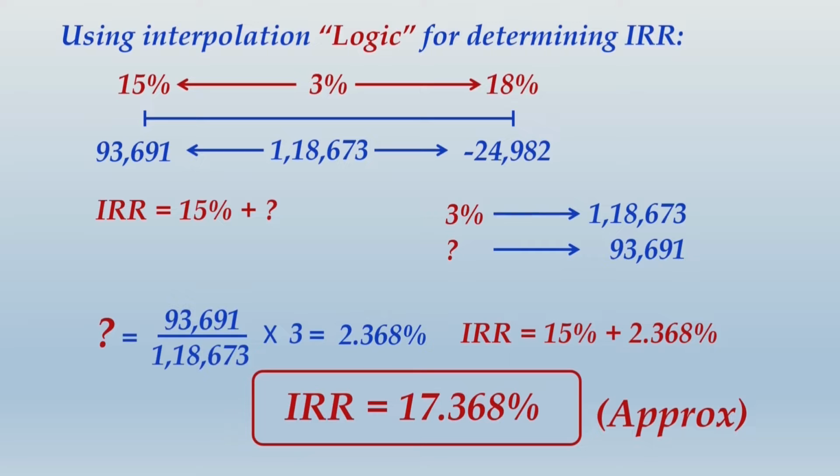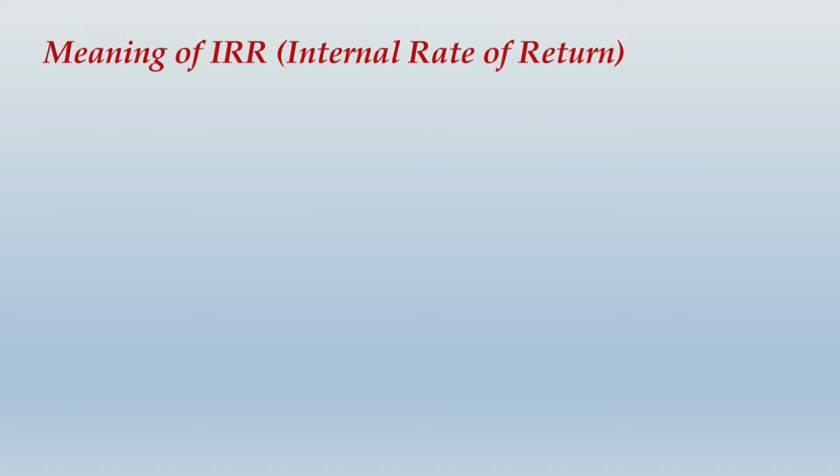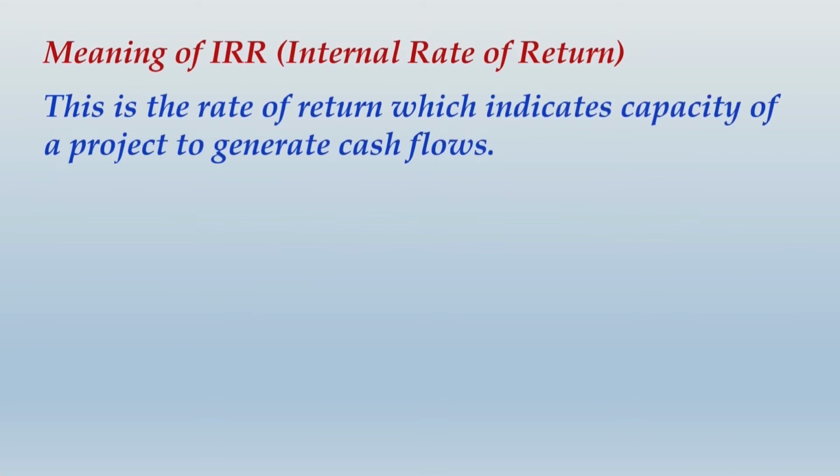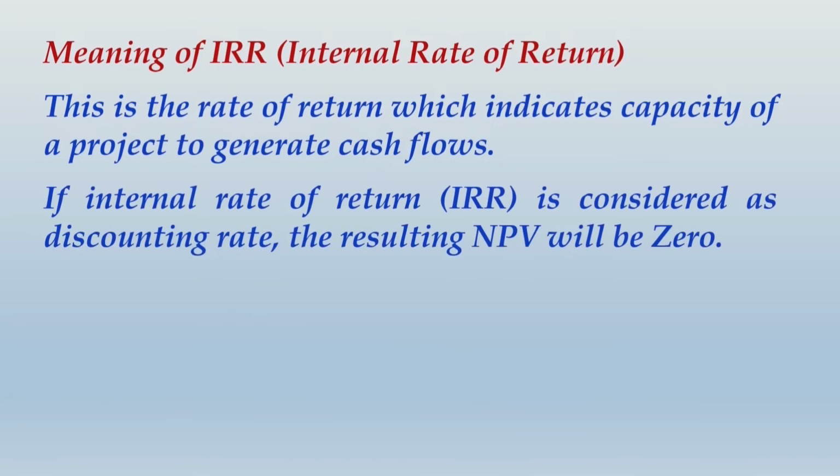Now let us move ahead and write some important notes, getting started with the meaning of IRR, that is internal rate of return. This is the rate of return which indicates capacity of a project to generate cash flows. If internal rate of return, that is IRR, is considered as discounting rate, in other words, the internal rate of return itself is made as discounting rate or the expected rate of return, the resulting NPV will be 0. Let us move ahead and write those important notes.